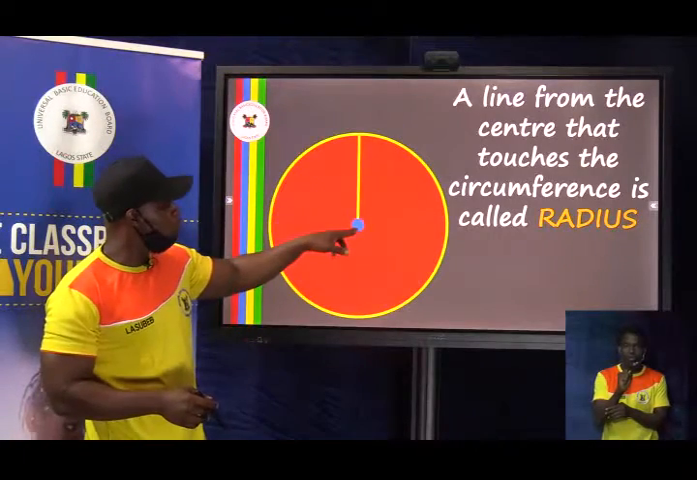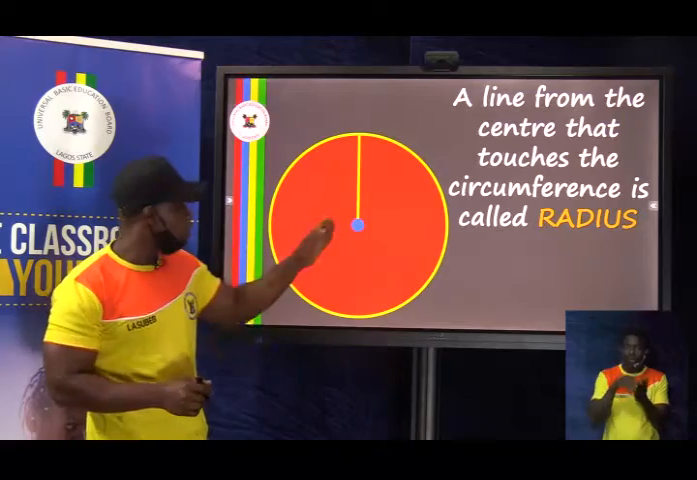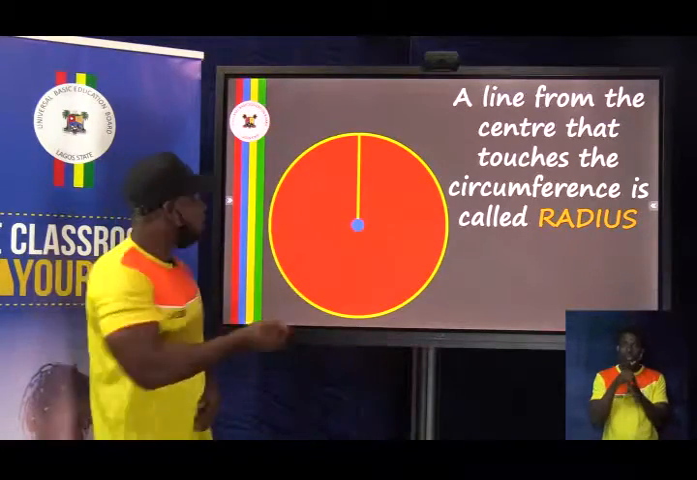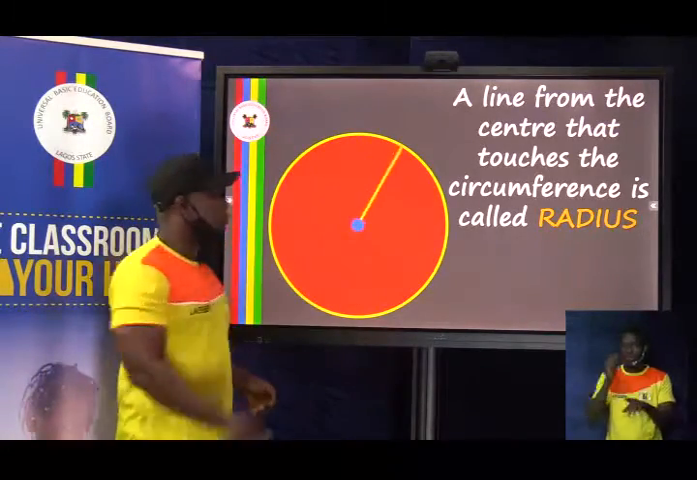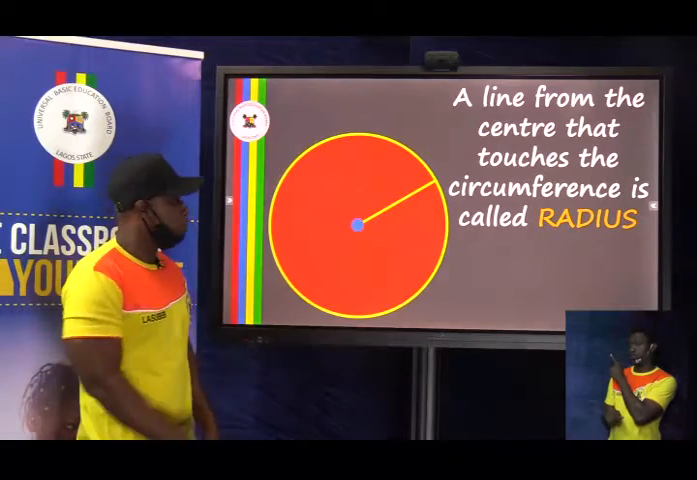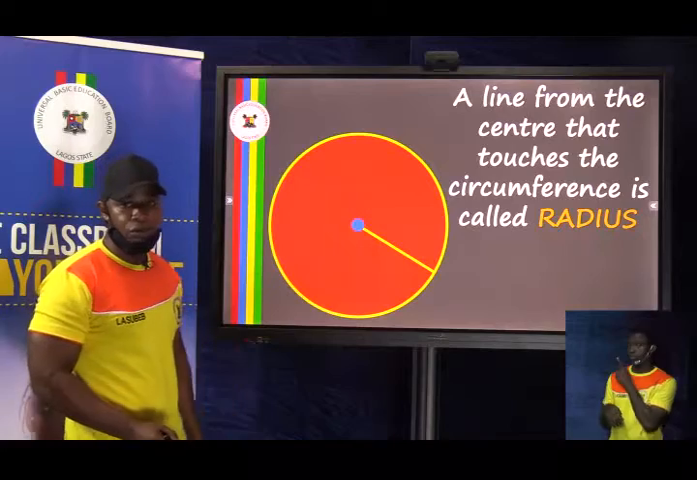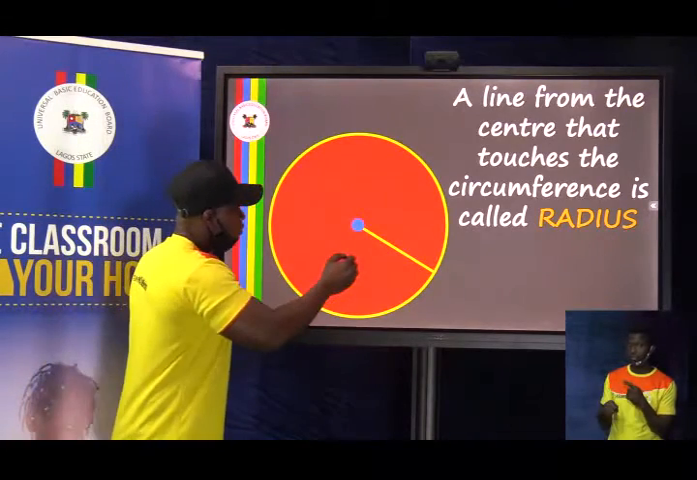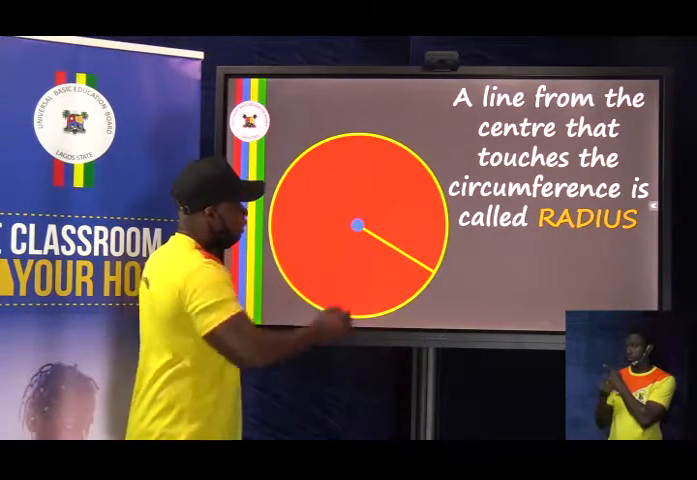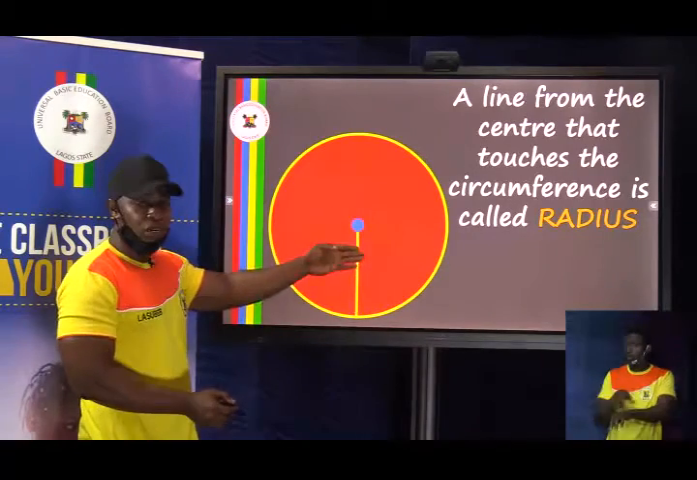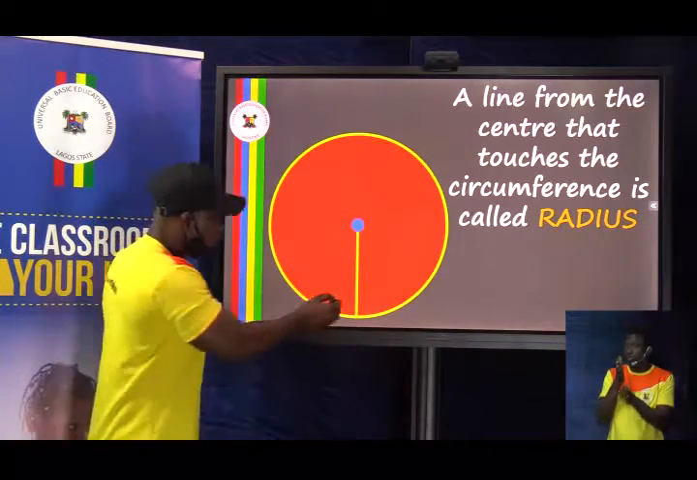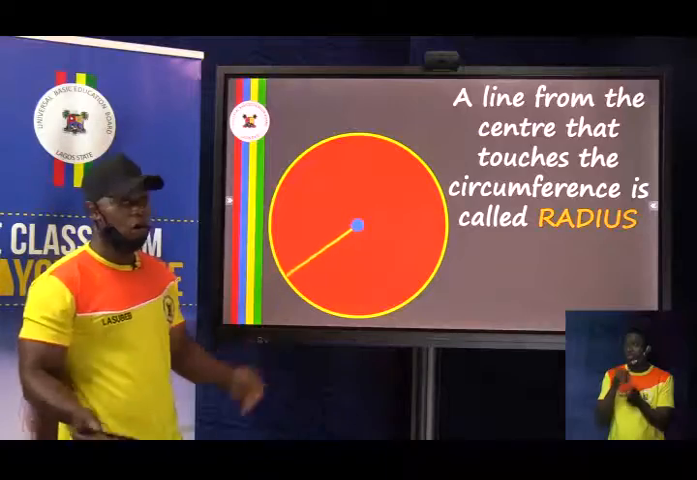Now let's see the radius in this case. Say this yellow line comes from the center and touches the circumference. But it doesn't have to go from the center to the top. It can go from the center to any point. This is another radius. It goes northeast. This is another radius. It goes southeast. And this is another radius. As long as you draw a straight line from the center to any point on the circumference, you have a radius.